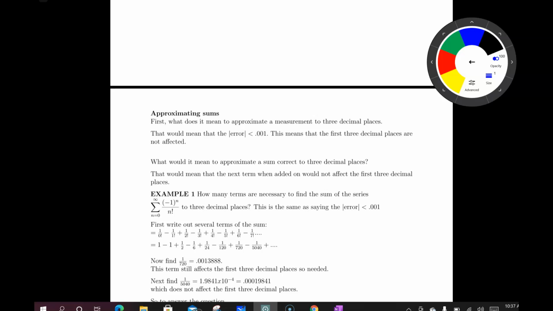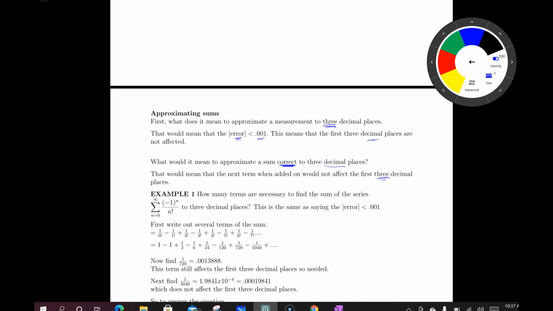So what does it mean to approximate a problem to 3 decimal places? That would mean the error would be less than 0.001. So that means that the first 3 decimal places are not affected. And if you're asking if it's to be correct to the first 3 decimal places, that's the same thing. The first 3 decimal places are not affected if you add on the next term.